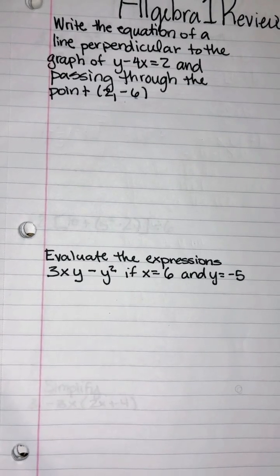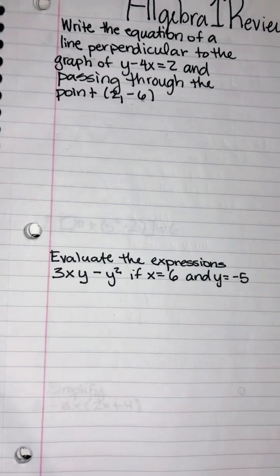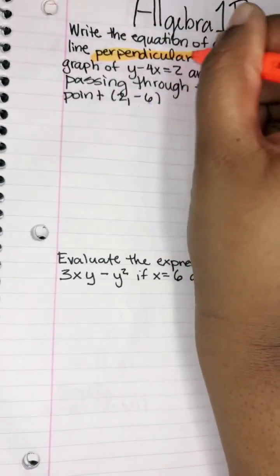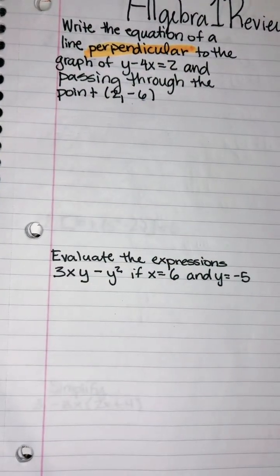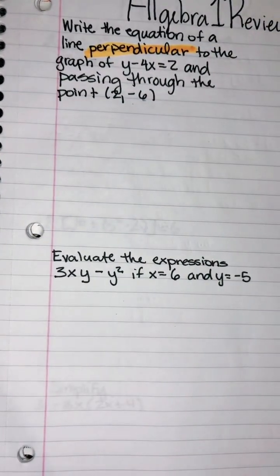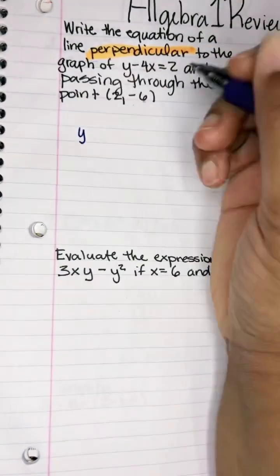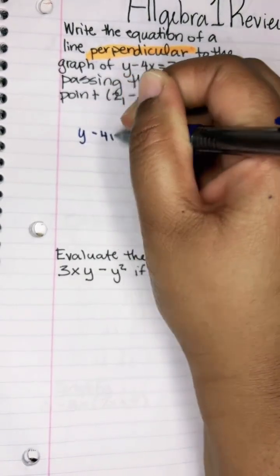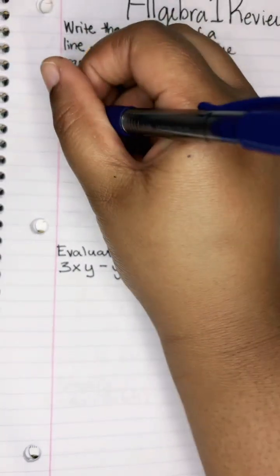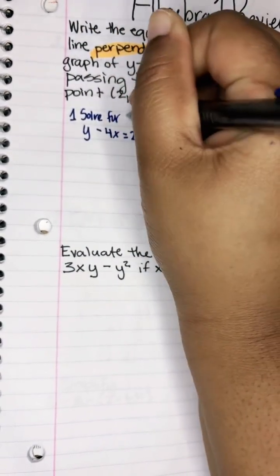Okay, let's keep on going. So write the equation of a line perpendicular. All right. This is a huge word there. That means so much. Perpendicular to the graph of this. All right. So what we have to do here, so y minus 4x equals 2. First, we need to solve for y. So first step, solve for y.